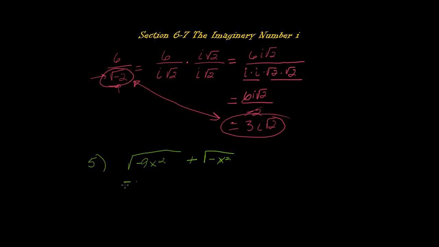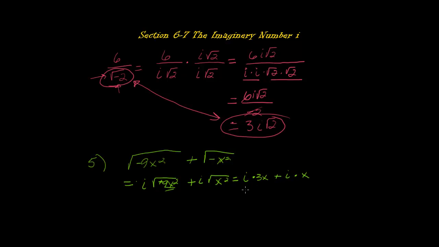This is equal to i times the square root of 9x squared plus i times the square root of x squared. And you're all well versed enough to know that this is now positive because we took an i out. Sorry about that. The square root of 9x squared, of course, is 3x. And this is i times x over here because that's the square root of x squared.